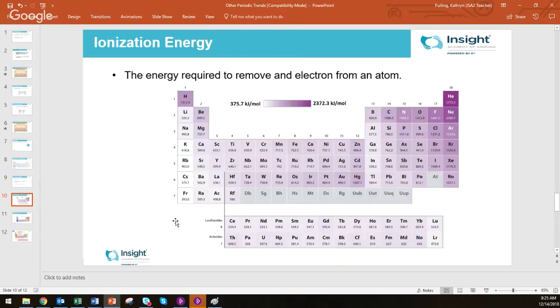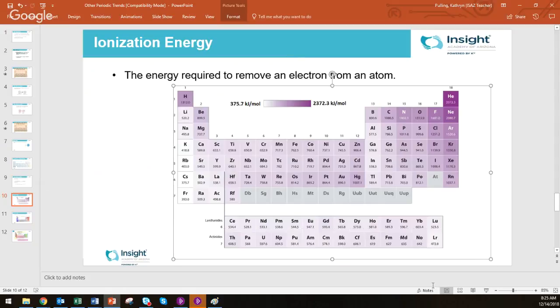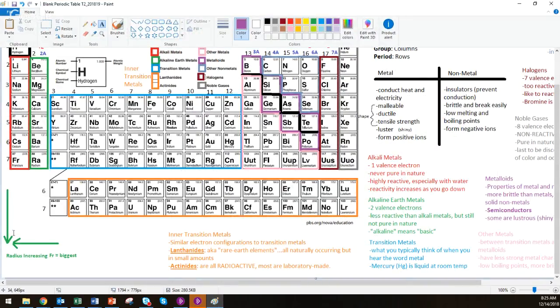All right, last two patterns here. Ionization energy is the energy required to remove an electron from an atom. If you look at this diagram here, you can see white is a small amount of energy, purple is a large amount of energy. The most purple boxes are in the top right corner. Things get more purple as you go to the right. They also get more purple as you go up. So we're going to add that, and let's stick with purple.